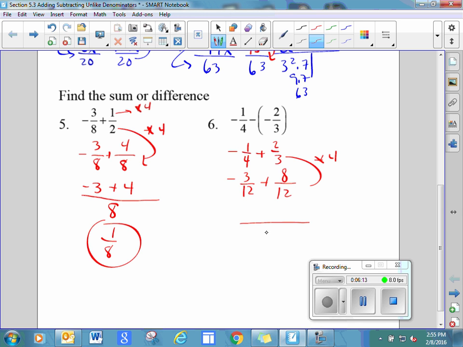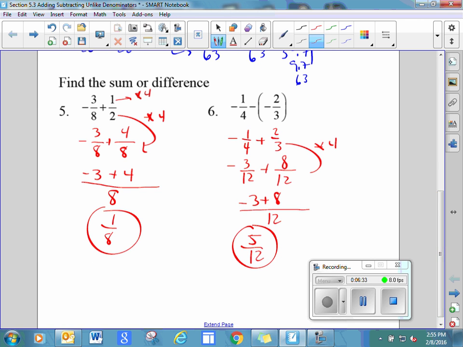Single fraction bar, put the 12 down. Take the negative sign with the 3 and the plus sign with the 8. A negative 3 plus 8 is a positive 5. 5/12. I asked myself, are 5 and 12 relatively prime? Yes, they are. So I am simplified as I can be.